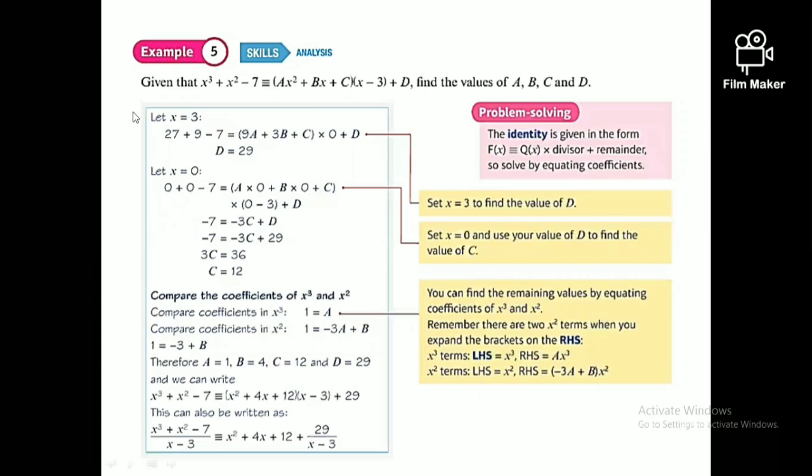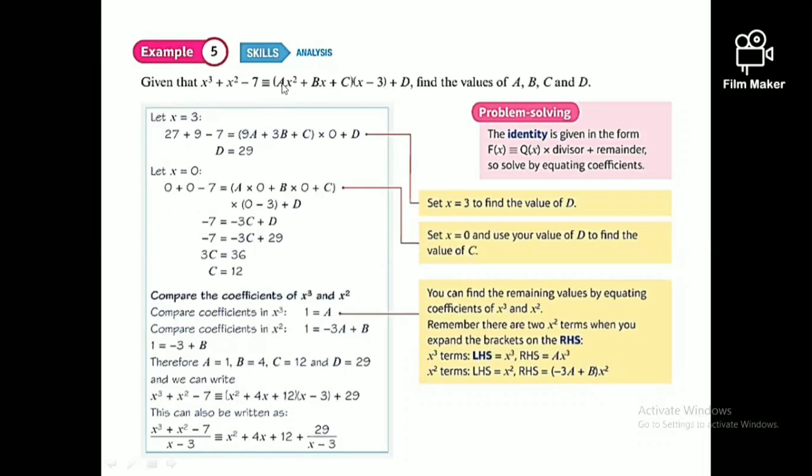Okay, let's come to this example. Given that x cube plus x squared minus 7 equals (ax squared plus bx plus c) into (x minus 3) plus d, find the values for a, b, c and d. Initially, we have to expand the brackets. If you expand the brackets, you can see this is ax cube minus 3ax squared plus bx squared minus 3bx plus cx minus 3c plus d.